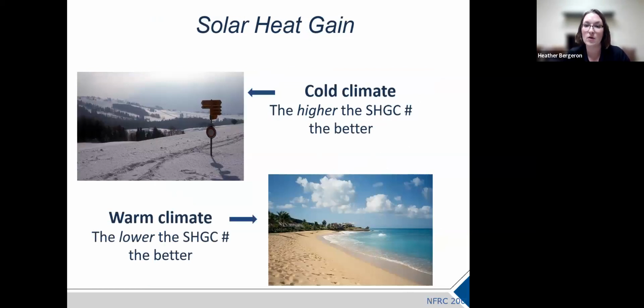Solar heat gain. So in colder climates, the higher the SHGC number is better. In warmer climates, the lower the SHGC number is better. So here again, we have the different climates throughout the US. And so the numbers there, depending on what climate you are in, we always want to think of what solar heat gain number we need to be at.